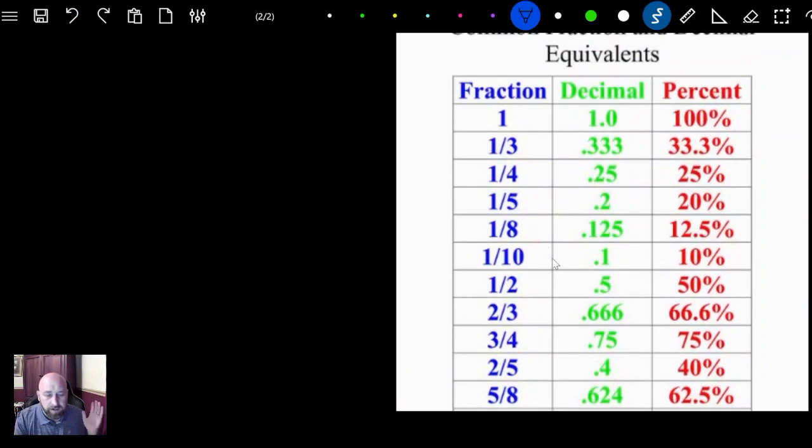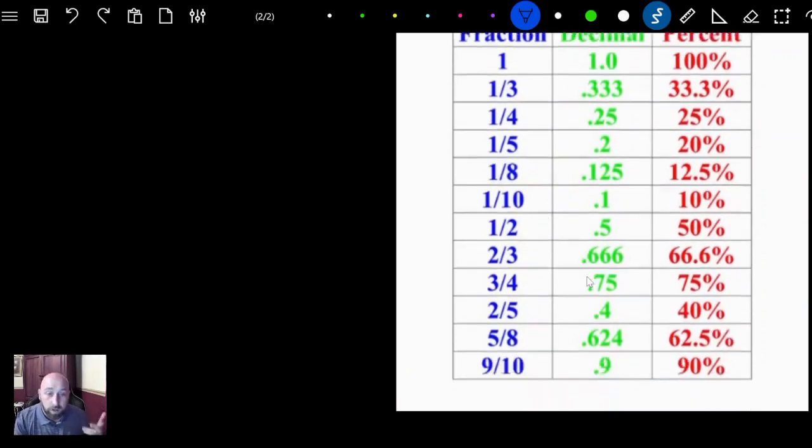This little chart right here is very important for you to memorize. Why? Because you're going to use these in math. You're going to use these in life all the time. You're going to need to know what 1/5 is in decimal form and in percent form. It comes up all the time. Math is very important in life, and so we need to have some of these things in our mind.